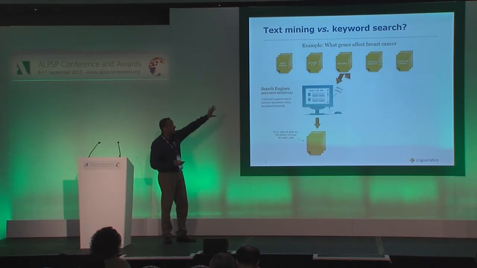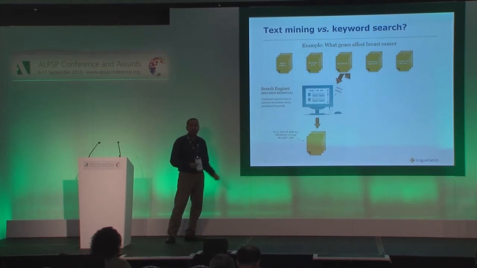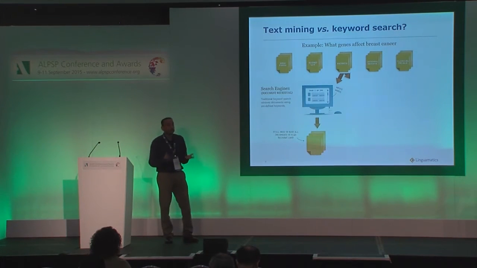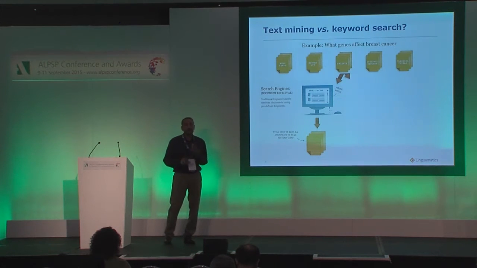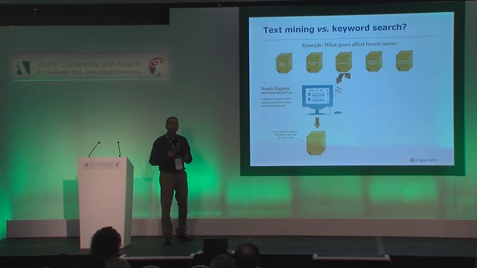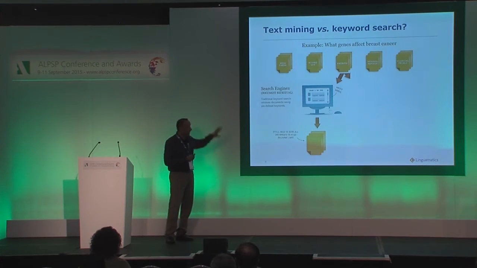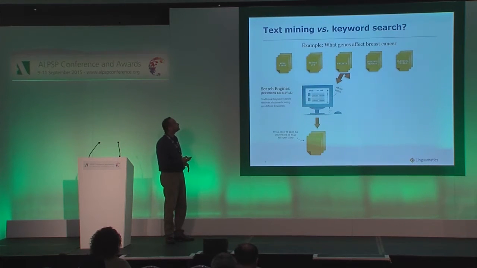And by the way, to express "genes affect breast cancer" is actually quite difficult in itself in a query, but I won't go into that. The point I'm trying to make here is that the list you get back is a list of documents, and you have to read all those documents. So if you get 1,000 hits back, you have to read 1,000 documents. Now, there are ways to filter those down, but effectively, that's the approach.